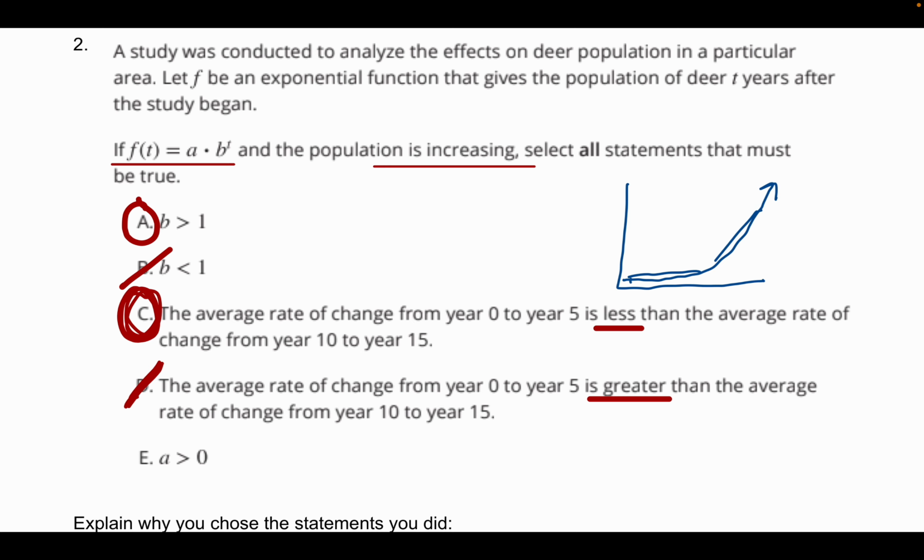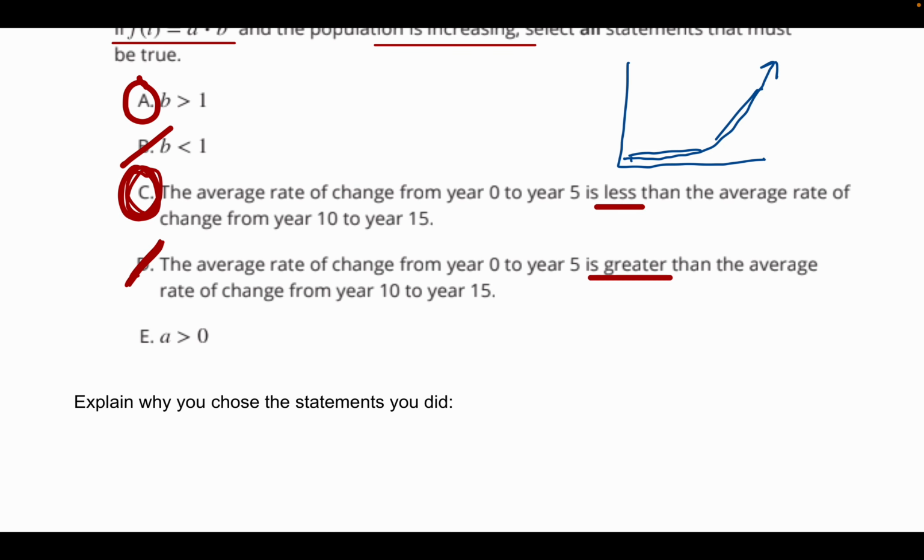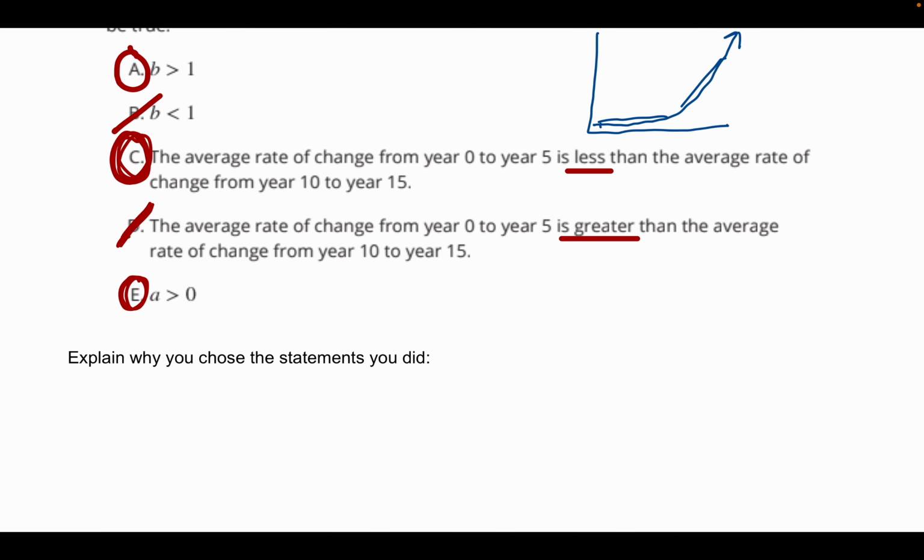And the very last one, A is greater than 0. Yes, A is going to be greater than 0 because we can't start with a population of 0 deer and then have them spontaneously increase. So let's give those explanations here.